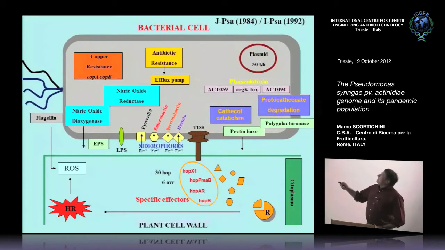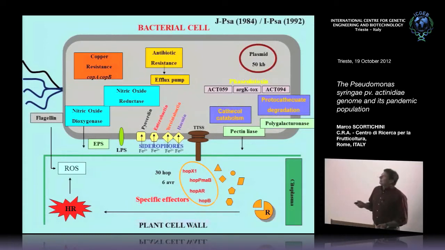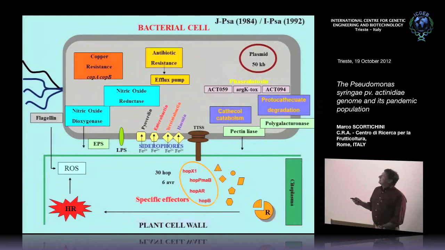So this is the old one in Japan and in Italy 20 years ago. These are the main genes that we highlight in terms of pathogenicity, but also fitness in the environment. Environment in this case means the plant. So you can find, for example, this plasmid, relatively small, 50 kb. And of course you have phaseolotoxin, a toxin that enables the bacteria to cause chlorosis. But you also have important enzymes related to catechol catabolism and protocatechuate degradation.